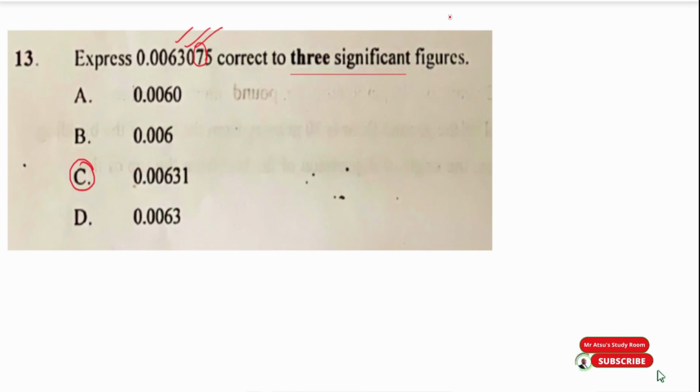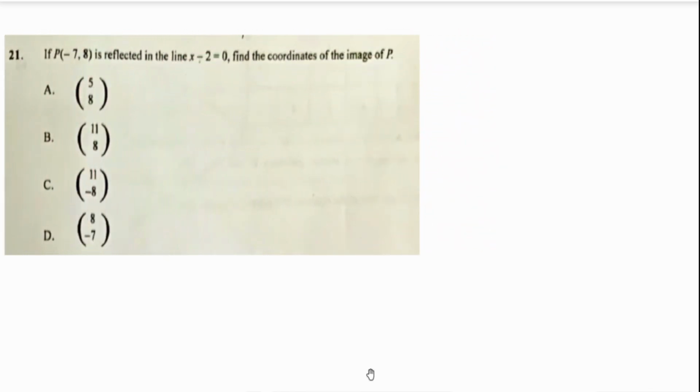Let's get to question 21. Question 21 reads that if P with coordinate -7, 8 is reflected in the line x minus 2 equals 0, find the coordinate of the image of P. And the first thing I would like to pay attention to here is the line x minus 2 equals 0. That can also be written as x equals 2. That's the line. So the easiest way to solve this question will be to sketch your point and then reflect it over the line x equals 2. So that's what I will attempt doing right now.